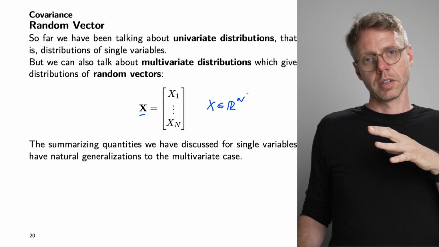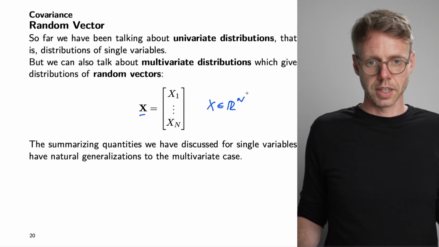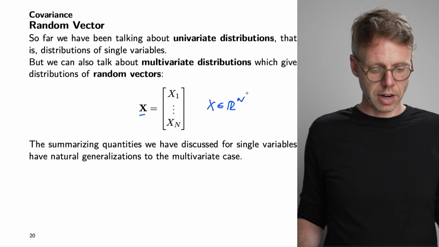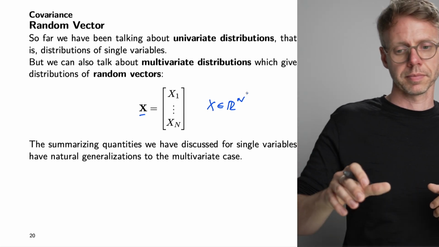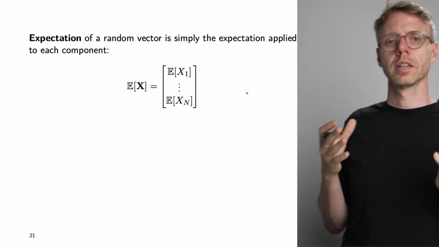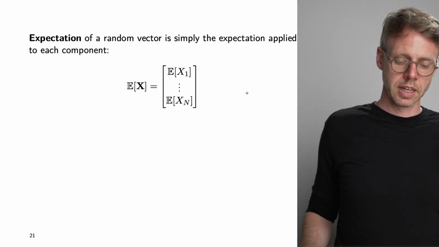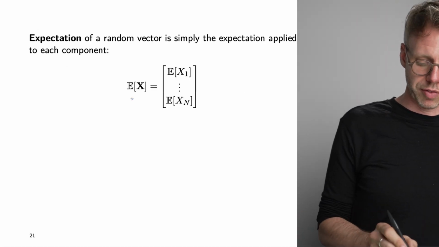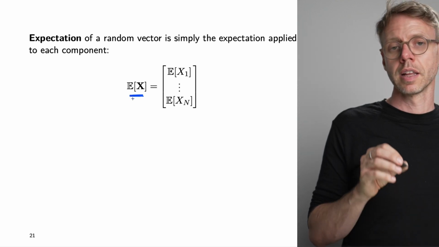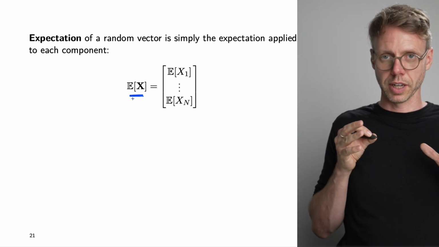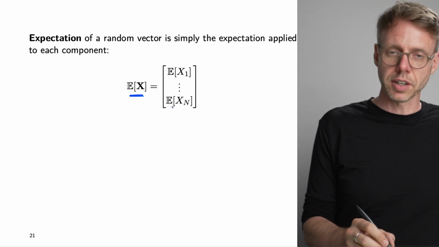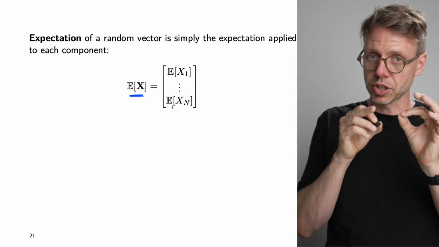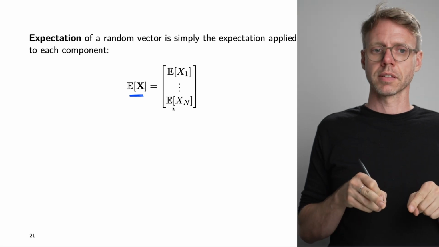Many of the quantities that we have discussed for the case of single variables have natural generalizations to these multivariate cases. Let's go through them. Let's start with the expectations. So the expected value of a random vector is equal to the vector of the expectations of the individual components.